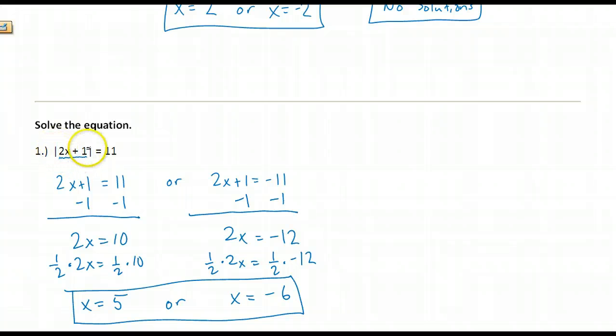And when I take the absolute value of negative 11, I get my other answer, or I get the answer 11. So my other answer is x equals -6. Whenever you see an absolute value equation, you should always get two answers.